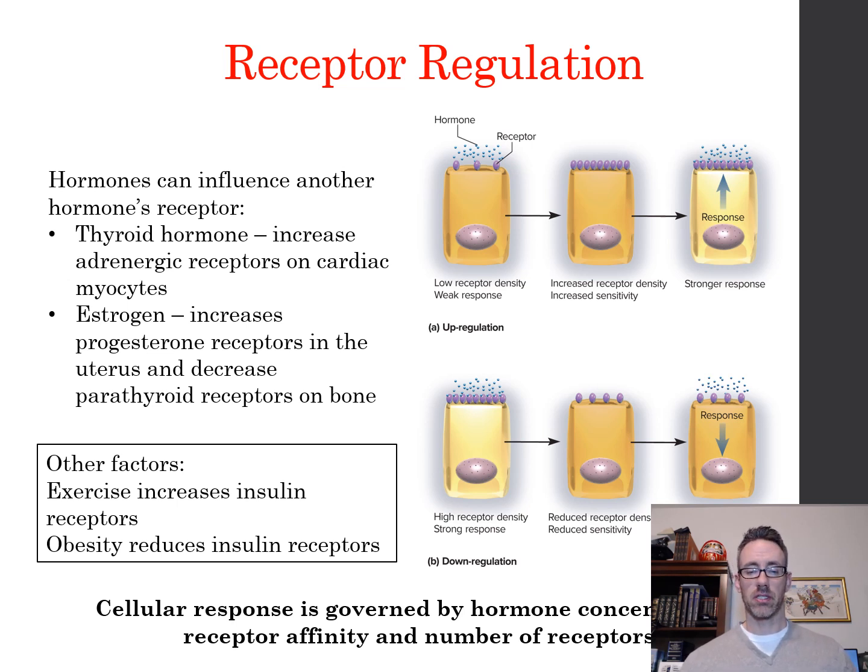So it's the same basic principle, where the cell's response is governed by hormone concentration, receptor affinity, and number of receptors. The examples I've been giving you involve changing the number of cell receptors, but it can also change affinity. In some cases, it can modify a receptor's affinity by tagging it with something like a phosphate group and reduce its affinity. So there will be other mechanisms that can come into play here. But overall, these are the three variables by which we can vary cell response.